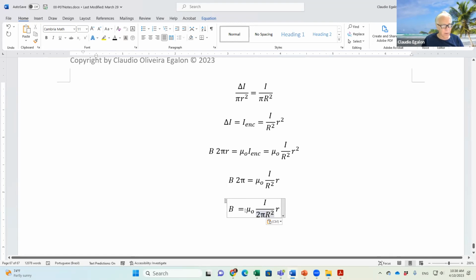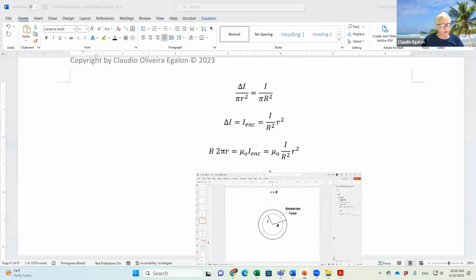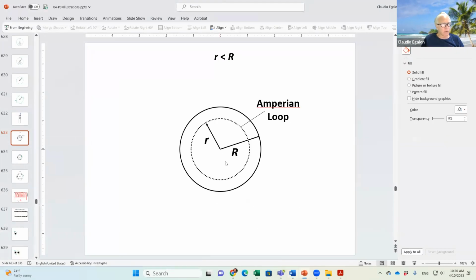Where? I like to put this B naught there upstairs. And that's how the B field behaves. For R equal to 0 at the very center of the wire, the B field is 0. So there is no current flowing there. It's just as though you had come up with an Amperian loop of radius 0.